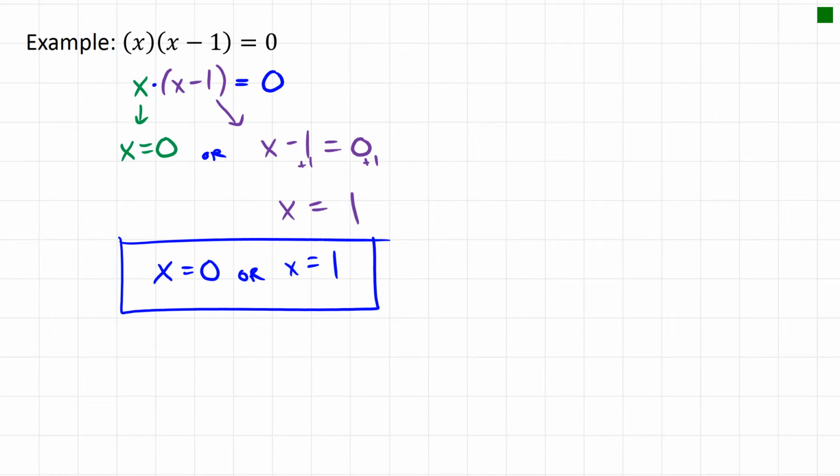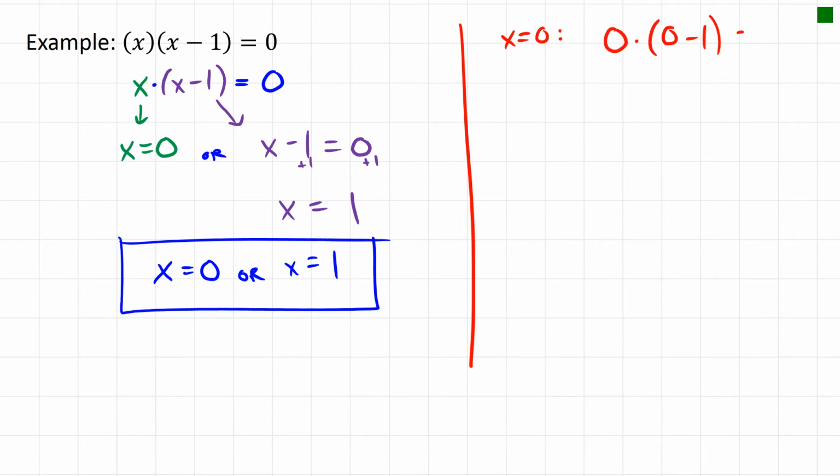And so let's run through a couple of examples. I just want to show you what that looks like in the equation. So if x is equal to 0, then our equation looks like 0 times 0 minus 1 equals 0. So that means we have 0 times negative 1 equals 0. And is that true? You bet it is. 0 times anything is equal to 0.